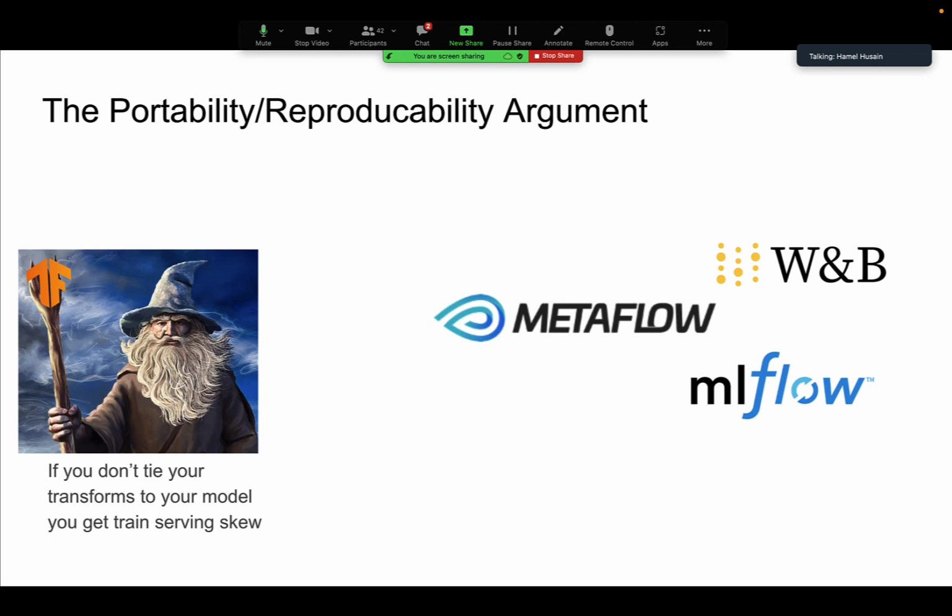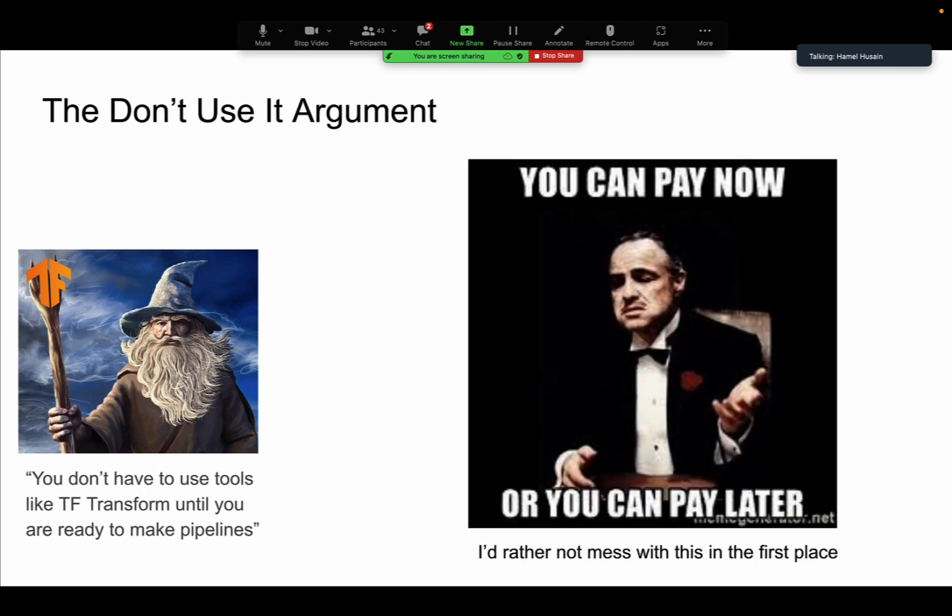Another argument that's put forth is that you should tie your transforms to your model, for example by using those TF ops. The reason for doing that is to bake it into one portable unit so you don't get train-serving skew, and so you have reproducibility. I think that is a weak argument, because you have other tools that facilitate this, like Weights & Biases, MLflow, Metaflow, and many other things that help with reproducibility of your workflows.